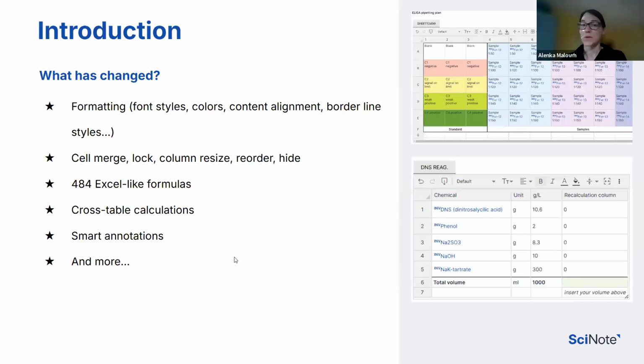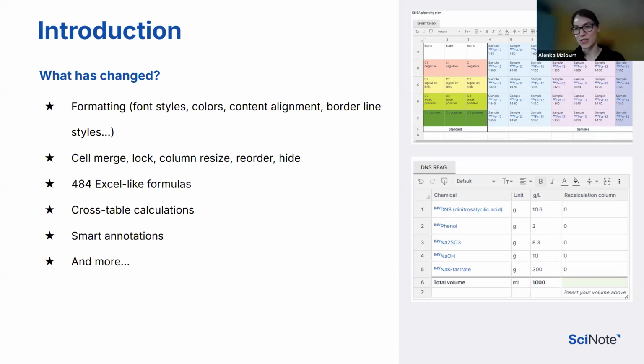And a few more words on what has changed since the previous version of our tables in SideNote. Generally, the bigger new things are the formatting capabilities. There are many more font styles and colors, and content alignment is now available. You can set borderline styles. You can also merge cells, lock cells for editing, and resize and reorder columns. You can hide certain columns if you want to.